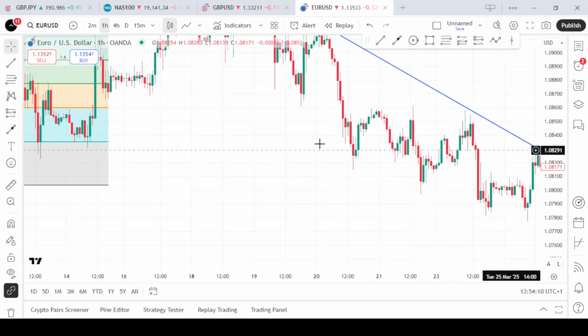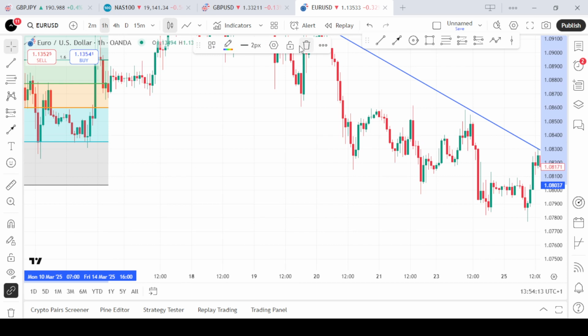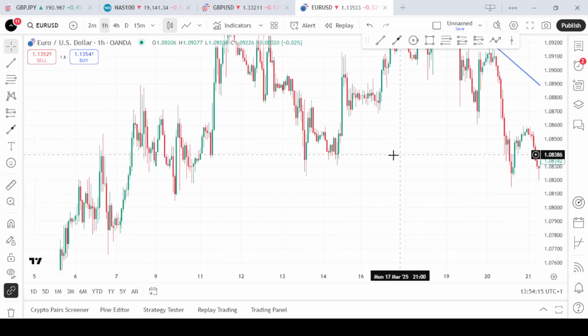Now let's look for another example. Let's look for a bullish example to pass this message.